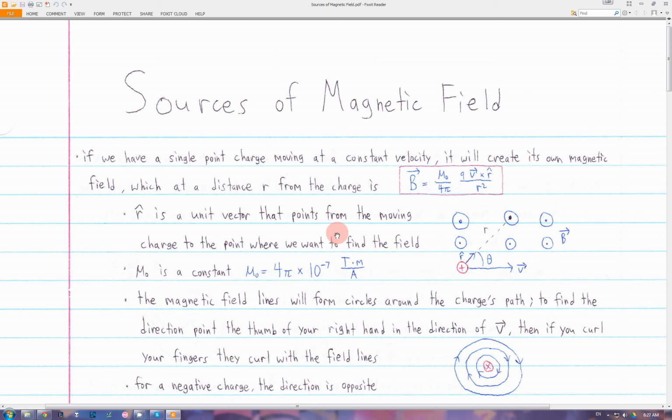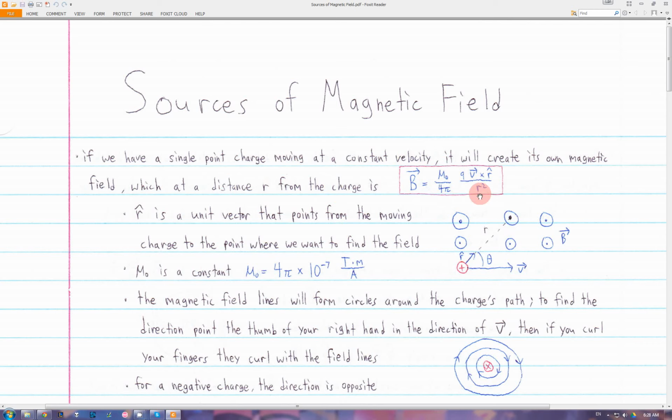So magnetic fields are created by moving charges, and the simplest case of that is a single point charge moving at a constant velocity. In this case, the formula for the magnetic field that it creates, a distance a from the moving charge, is B equals mu naught over 4 pi, which is a constant, multiplied by q, the charge, times v cross a hat, where v is the velocity and a hat is a unit vector that just points in the direction of wherever we're trying to find the magnetic field.